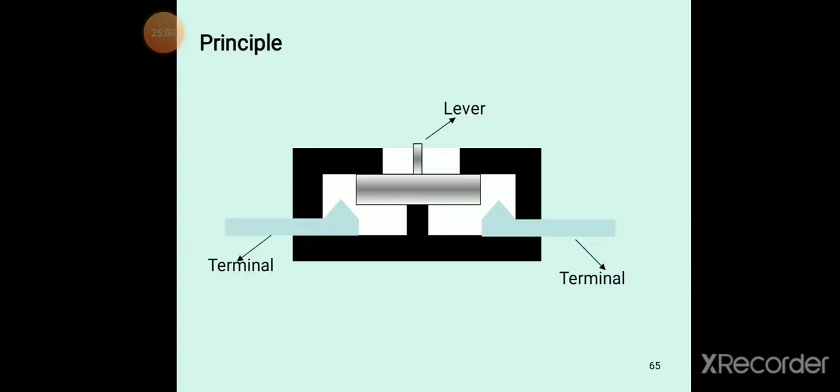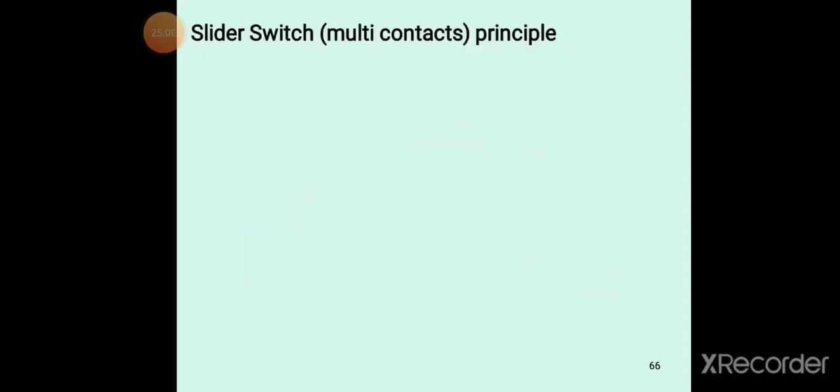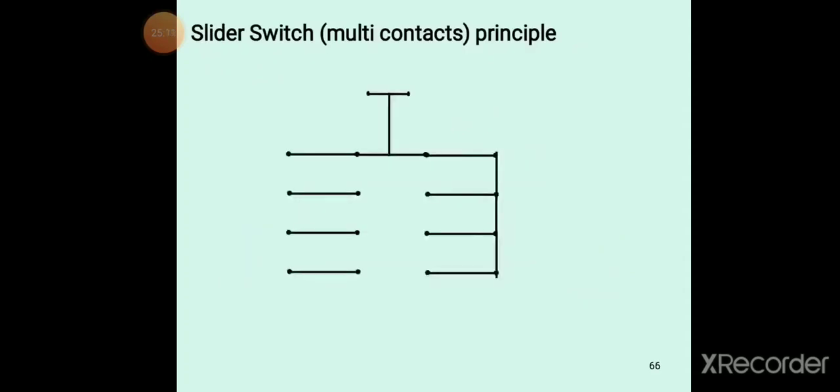Lever type switch: whenever it is pushed, it will contact the terminals. Slider switch: the multiple contacts are here, multiple slides, 1, 2, 3, 4, 5. Whenever it is pushed, it will slide between two contacts.